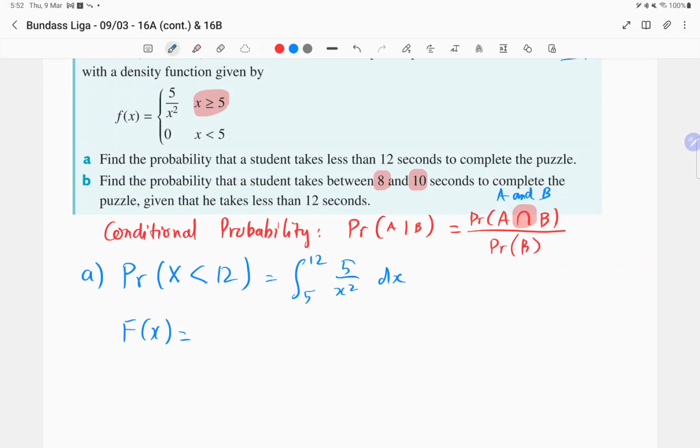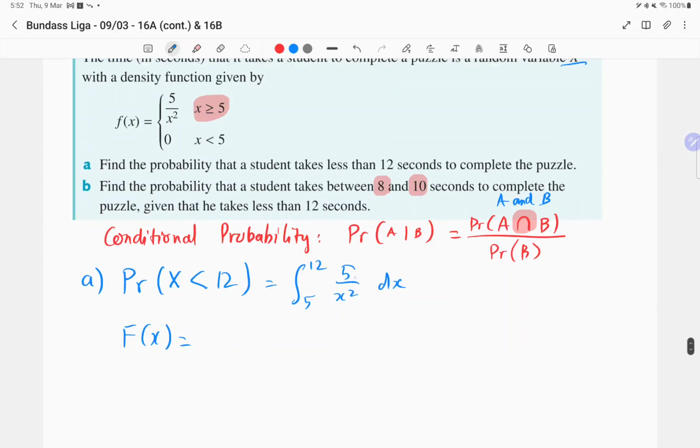So an antiderivative big F would be the antiderivative of this one there, right? So Sahar, what would be the antiderivative of this thing? That would be negative 5x to the power negative 1. Yes, that's right.